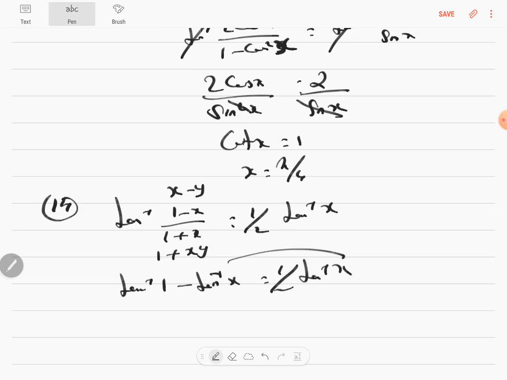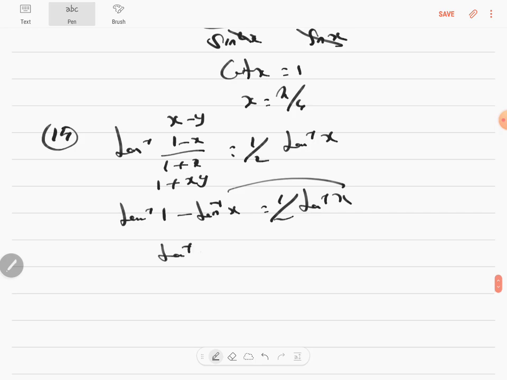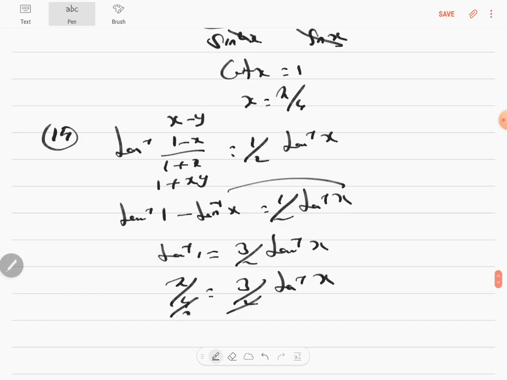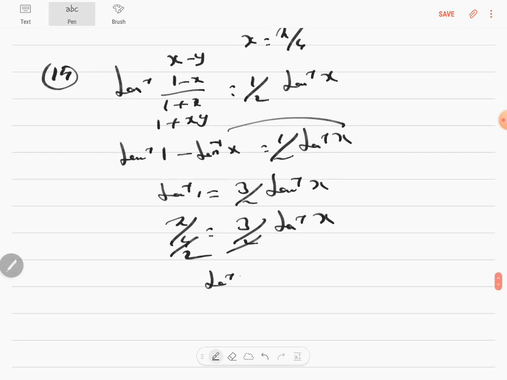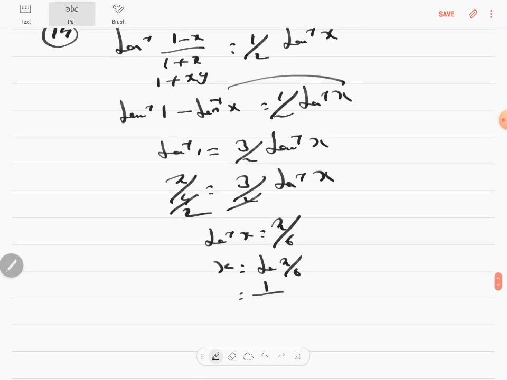Taking this to the other side, tan inverse of 1 is equal to 3 by 2 into tan inverse of x. And you know tan inverse of 1 is pi by 4. So pi by 4 equals 3 by 2 tan inverse of x, and the 3 by 2 and this get cancelled. Tan inverse of x itself is pi by 6, so x is equal to tan pi by 6. Tan 30 is 1 by root 3, so x is 1 by root 3.